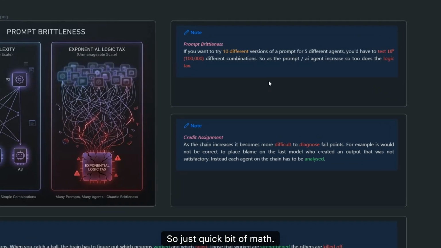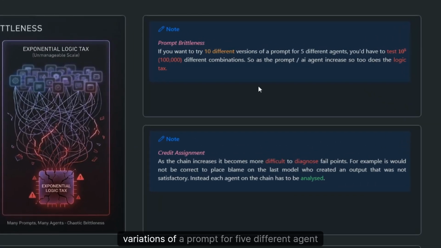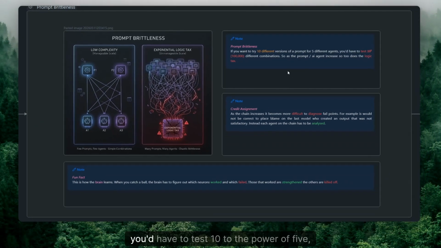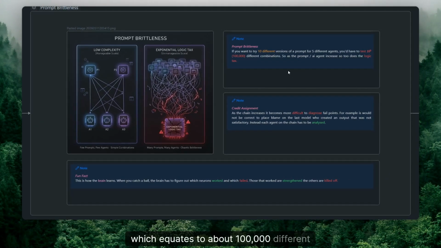So just a quick bit of math. If you want to try 10 different variations of a prompt for 5 different agent models, you'd have to test 10 to the power of 5, which equates to about 100,000 different combinations. So essentially, as the prompt or AI agent count increases, so too does the logic tax. Another critical error with increasing your AI agent models is that the bigger the chain, the more difficult it is to diagnose fail points. For example, it would not be correct to place blame on the last model who has essentially created the output. So instead, we should look at each agent individually and analyze the chain rather than the final output.